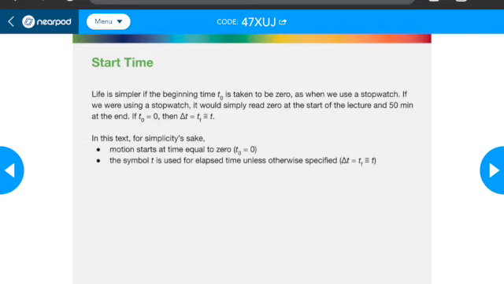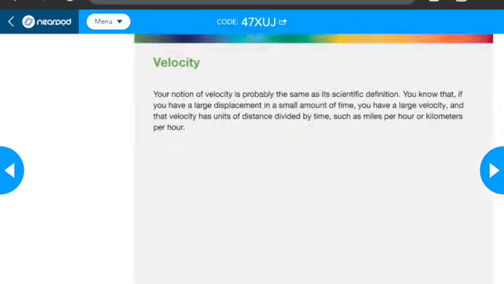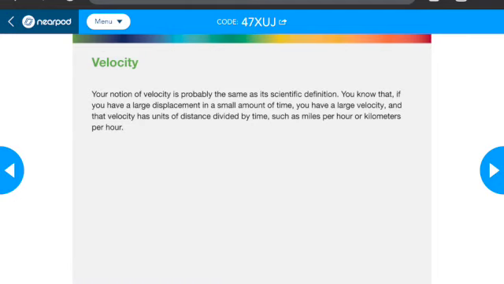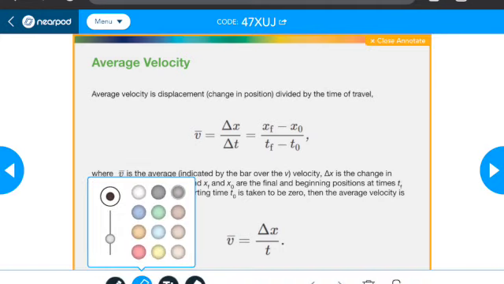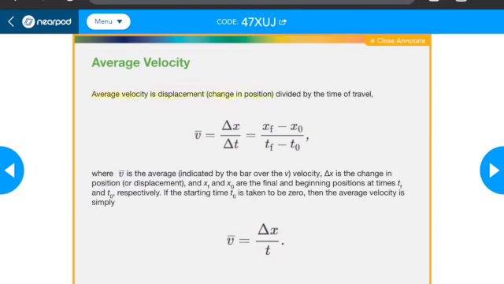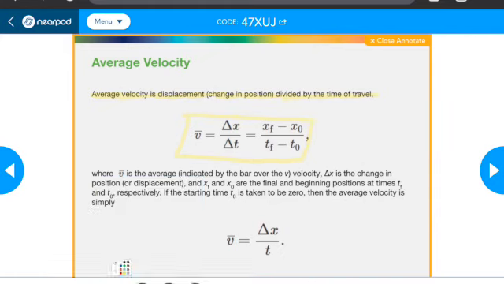And this again just talks about that T naught typically is 0. There's another collaboration slide where we're going to skip over, but this one here just talks about how velocity works, and you probably know it as the scientific definition, but here is a specific definition for a type of velocity called average velocity. You're going to want to write this one down as well. Average velocity is displacement over the time of travel. And write down the formula, make sure you have that.